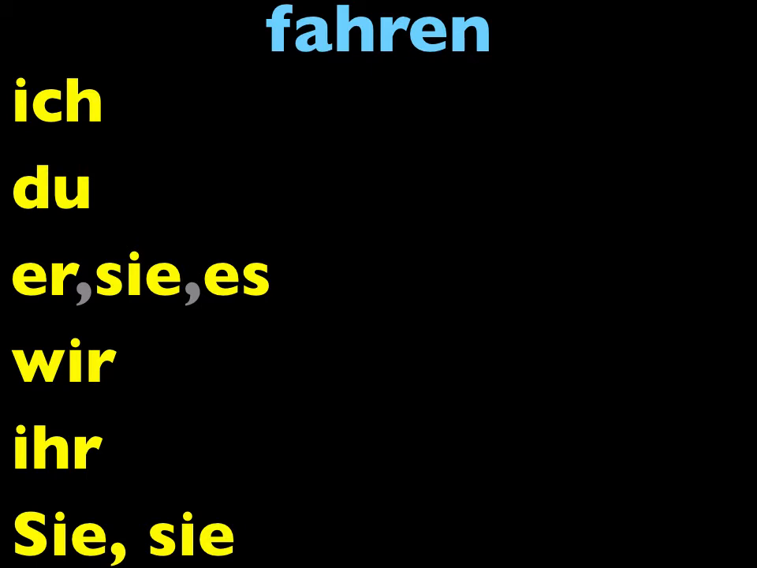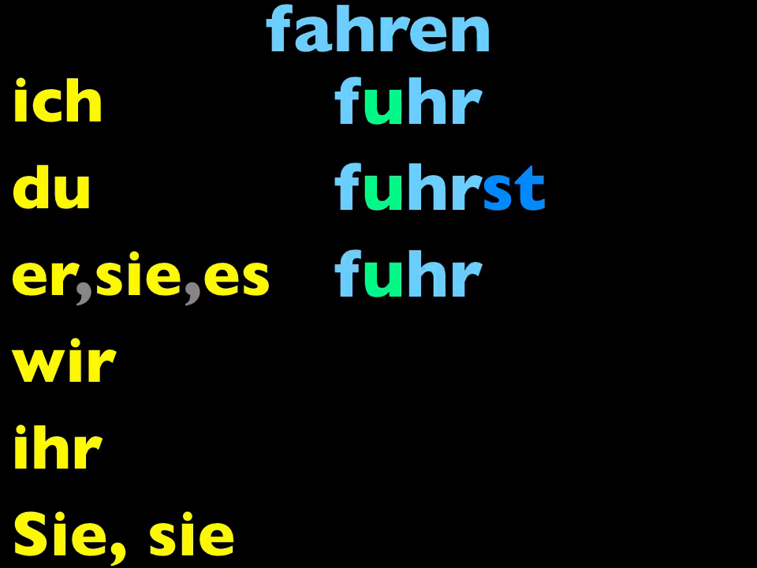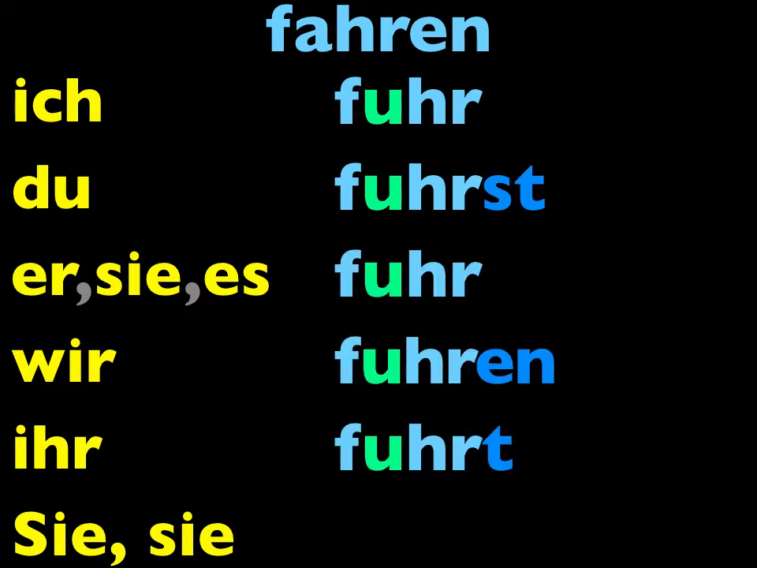Fahren can also mean ride, and ride changes as well to an O. I rode. But in German, it changes to a U. Repeat after me. Ich fuhr. Du fuhrst. Fuhr. Wir fuhren. Ihr fuhrt. Sie fuhren.